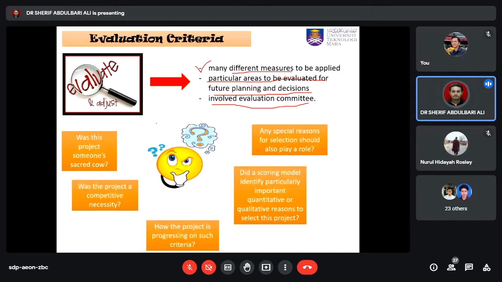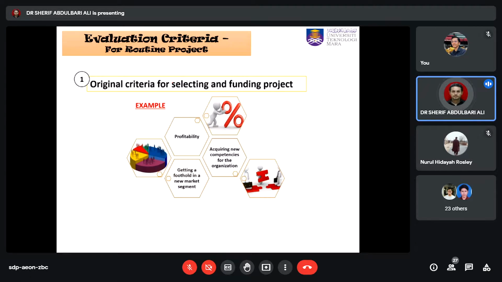So this will make you wonder: was the current project someone's sacred cow? Was the project a competitive necessity? How is the progress on this project against such criteria? Did the scoring model identify particularly important quantitative or qualitative reasons to select this project? Should any special reasons for selection also play a role here? So there are a lot of questions about how to make the evaluation criteria.